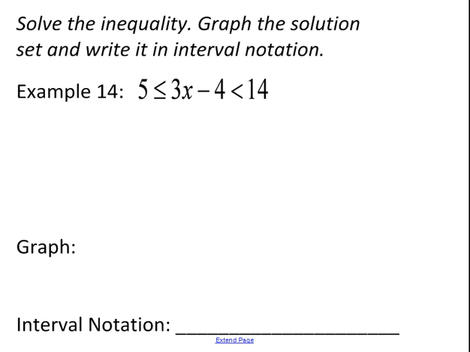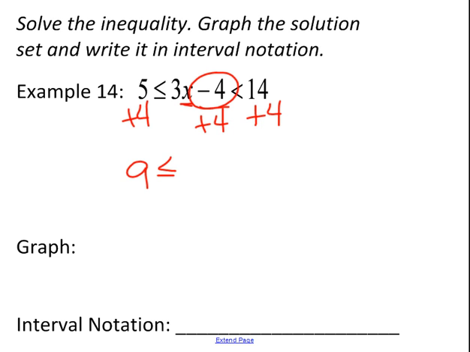All right, so let's look at example 14. I have 5 is less than 3x minus 4 is less than 14, and I want to solve it. So I have to get this x by itself. I've got to get rid of the 4 first, so add 4. Don't forget on the right. Don't forget on the left. Has to be in 3 different spots.